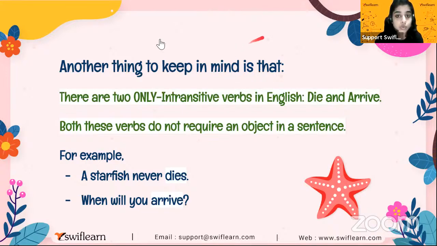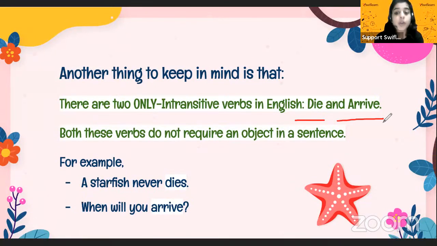Which are these two intransitive verbs? Die and arrive. Because both of these verbs do not require an object in the sentence. A starfish never dies. When will you arrive? So can you see? We don't need an object with dies and arrive.